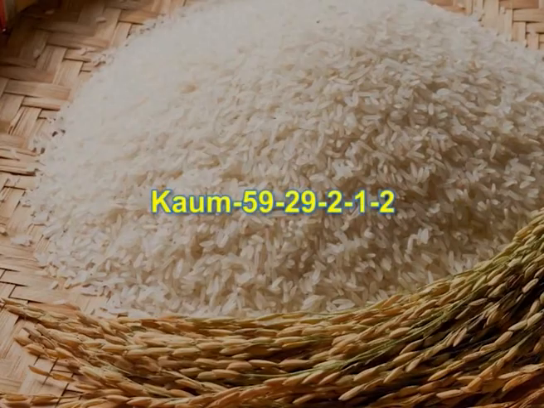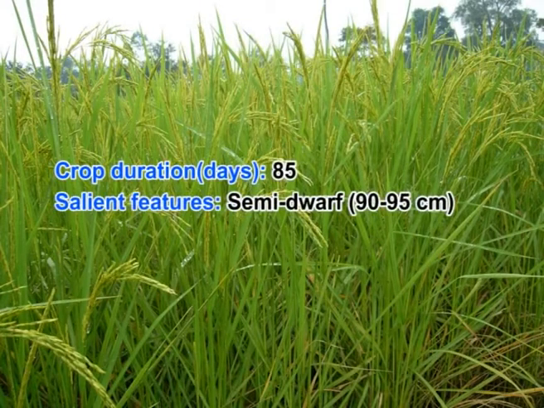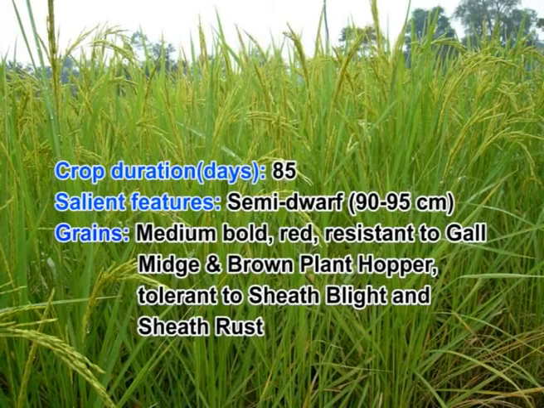COM 5929212. Crop duration is 85 days. Salient features are semi-dwarf, about 90 to 95 centimeter. Grains are medium bold, red, resistant to gall midge and brown plant hopper, tolerant to sheath blight and sheath rust. Yields about 60 to 70 quintals per hectare.